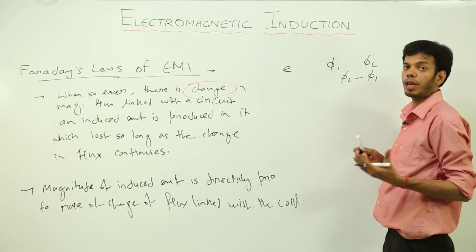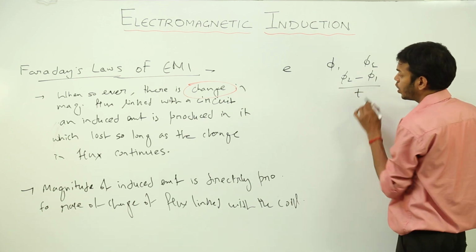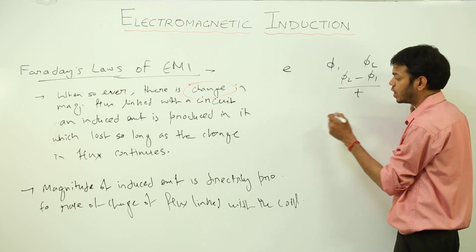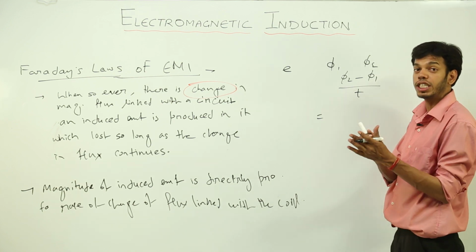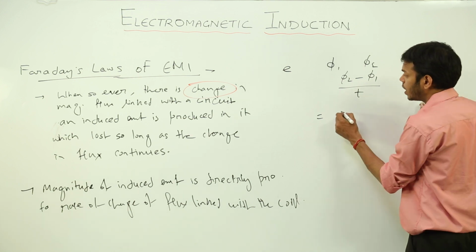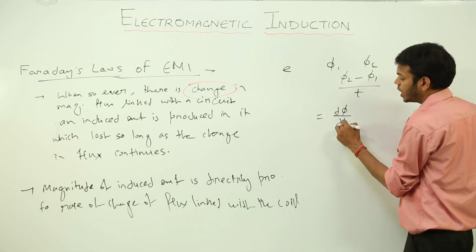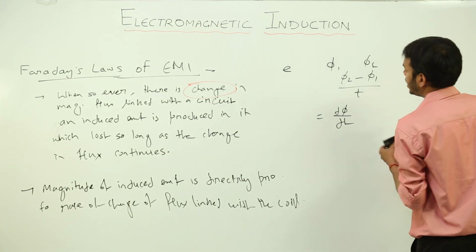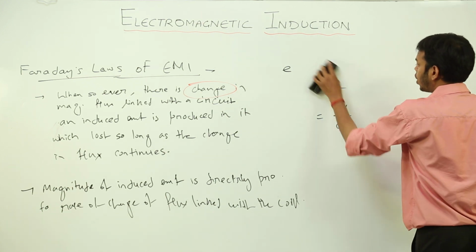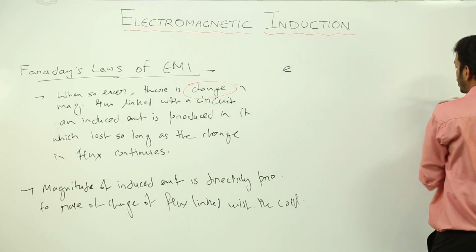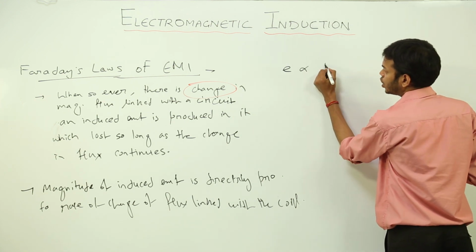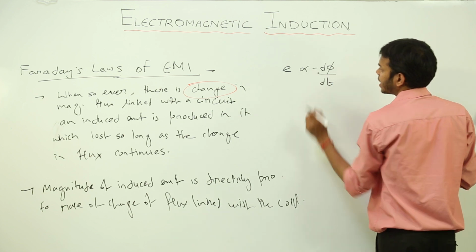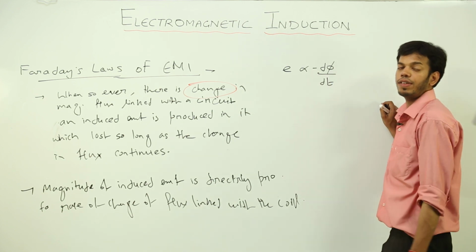What is the rate of change of flux? Phi 2 minus phi 1 upon t is the rate of change of flux. For a very small change in flux upon a very small change in time, it would be d phi upon dt, right? So I'll just use this part, d phi upon dt. Magnitude of induced EMF is directly proportional to the rate of change of flux, that is d phi upon dt, but with a negative sign. Why with a negative sign?